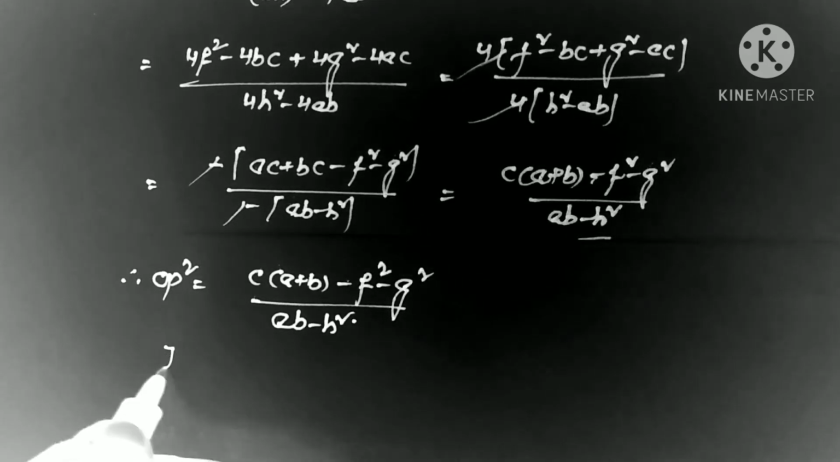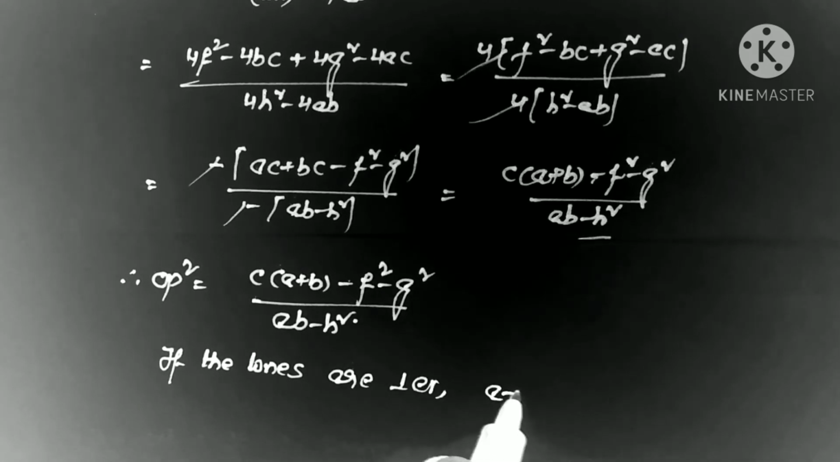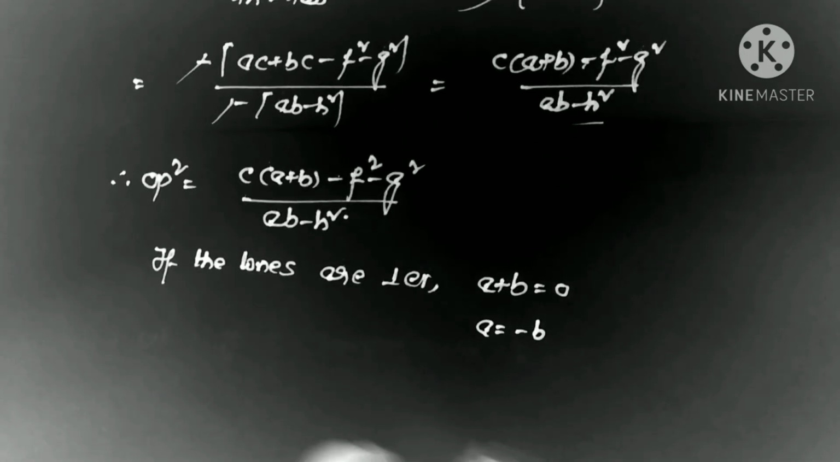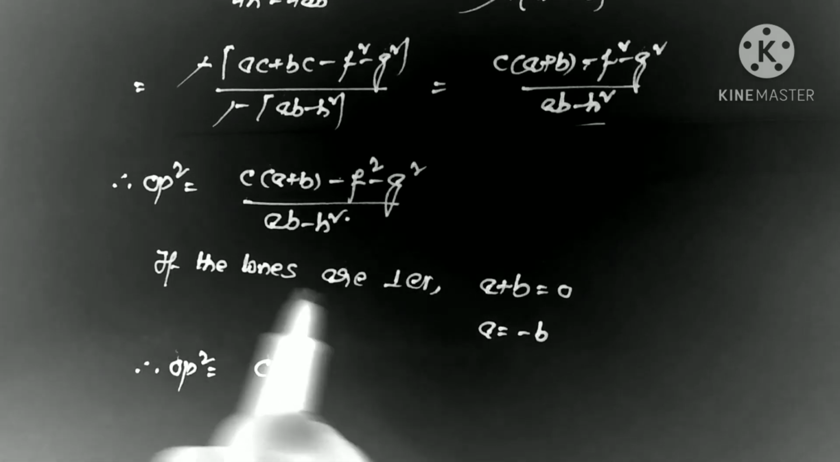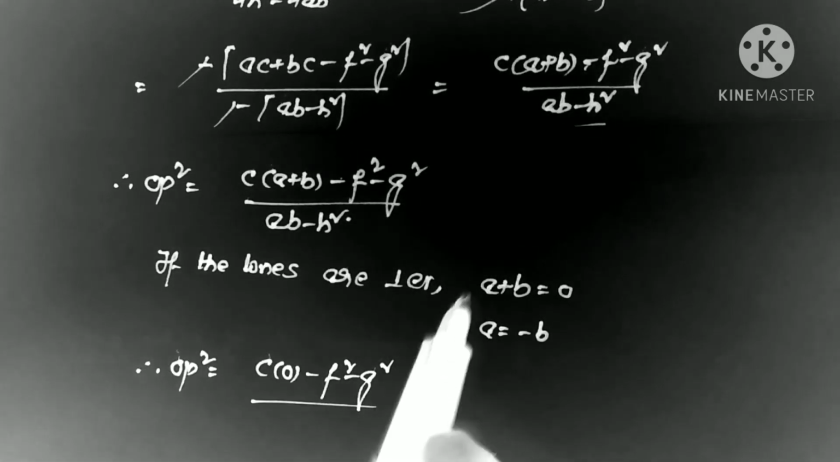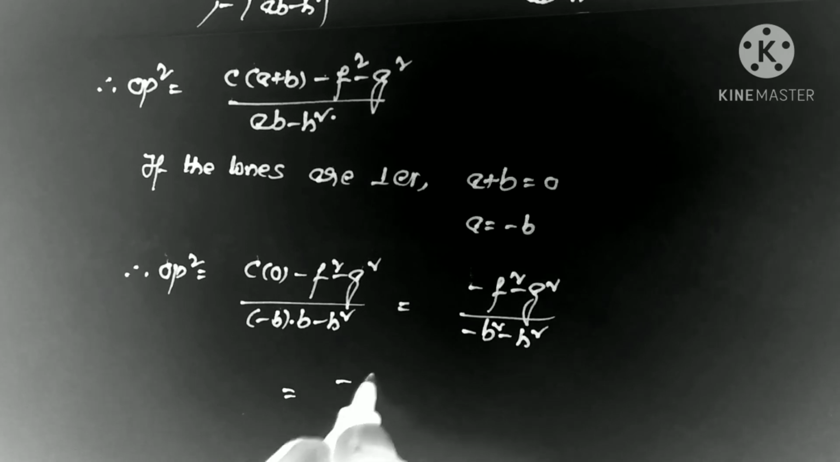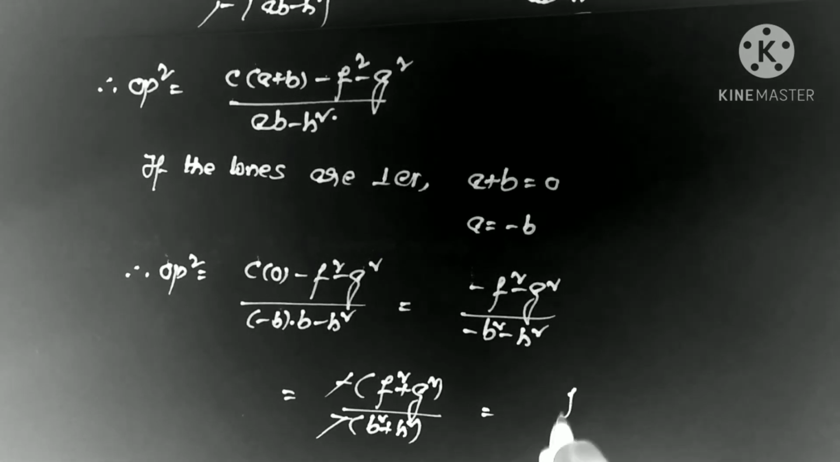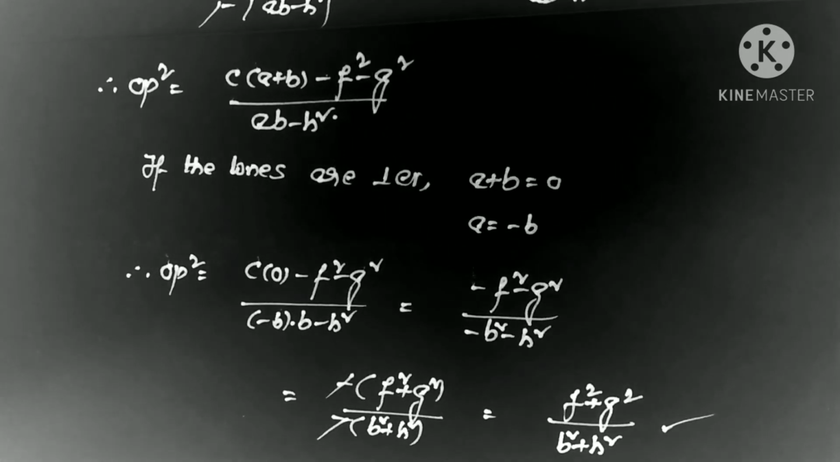And what is the special case? If the lines are perpendicular, what is the distance value? What is the condition for perpendicular lines? If the lines are perpendicular, then a + b = 0, which means a = -b. Now we substitute these in the OP square distance value. OP square = (c times 0, since a + b = 0, - f square - g square) by (-b times b - h square), that is (-f square - g square) by (-b square - h square). Taking minus common, this equals (f square + g square) by (b square + h square), which is the distance if the lines are perpendicular. That's all. This is the answer.